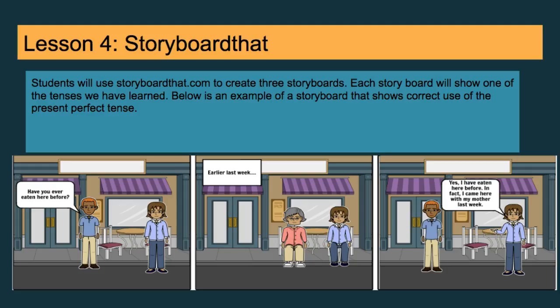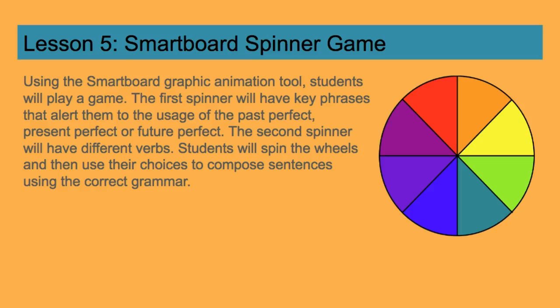For Lesson 4, students will go to storyboardthat.com and create 3 of their own storyboards. Each storyboard will show one of the tenses we have learned. Below, I've included an example of a storyboard that shows the correct use of the present perfect tense. And Lesson 5, the Smartboard Spinner Game.